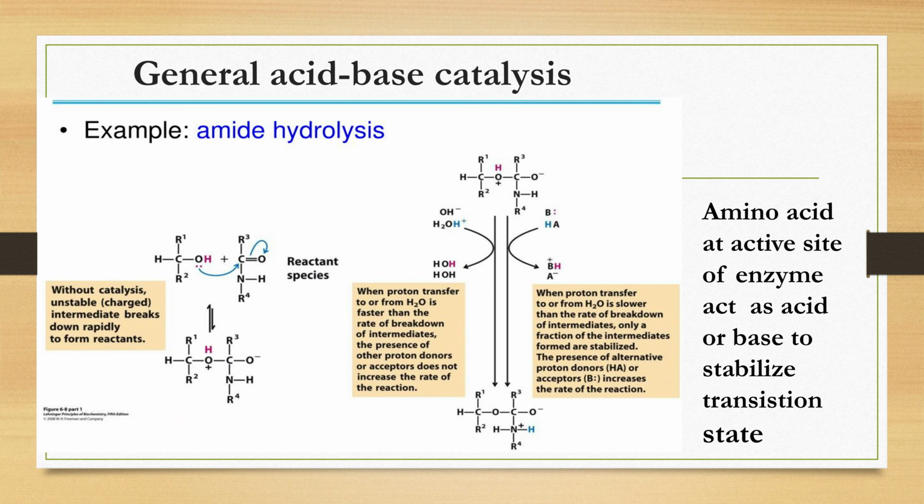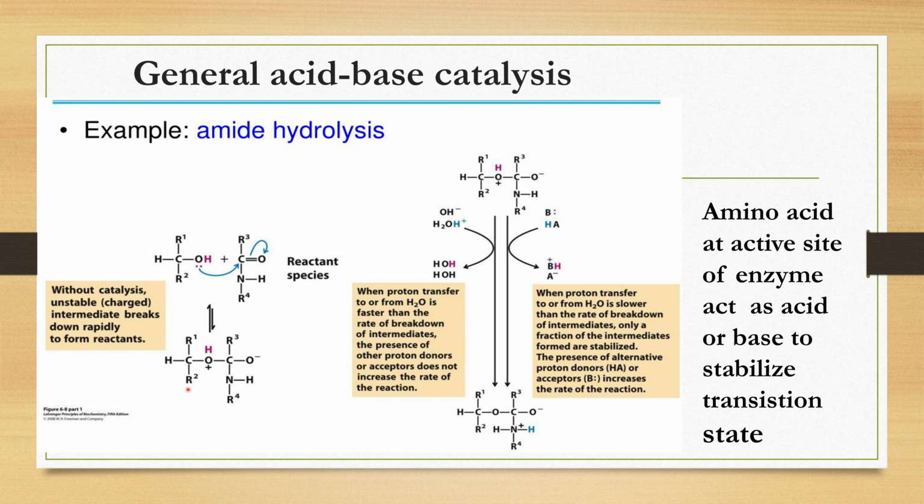Now coming to acid-base catalysis. In acid-base catalysis, the amino acids at the active site of your enzyme act as an acid and base to stabilize your transition state. See, these are your two reactants. These reactants form a transient state, but this transition state is not stabilized. Here catalysis is not present, that is, the enzyme is not present, so catalysis is not taking place.